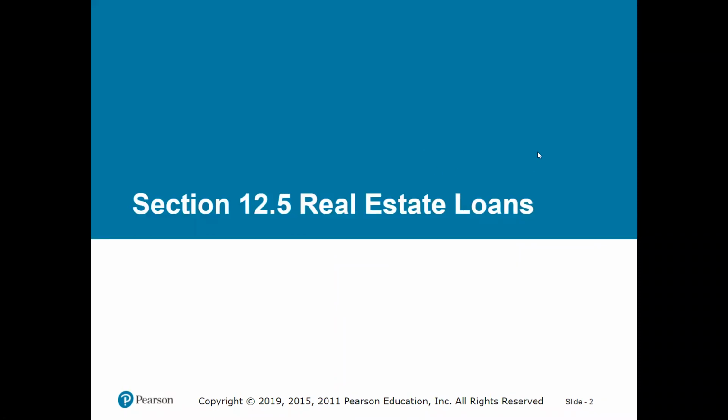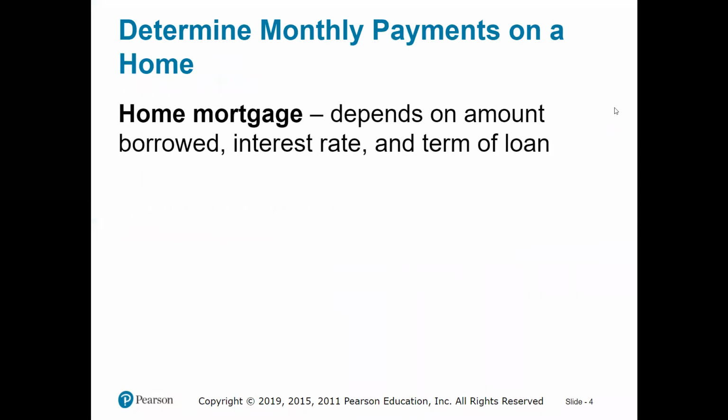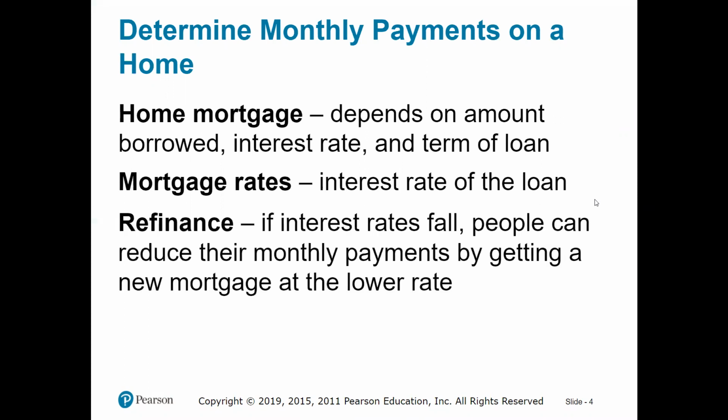All right, 12.5 real estate loans. We're going to determine monthly payments on a home, prepare a repayment schedule, define escrow accounts, define fixed and variable rate loans, and understand your credit score. So determining monthly payments on a home. Home mortgage depends on the amount borrowed, interest rate, and term of the loan. Mortgage rates, interest rate of the loan, refinance. If interest rates fall, people can reduce their monthly payments by getting a new mortgage at a lower rate.